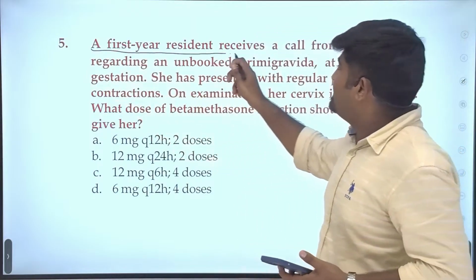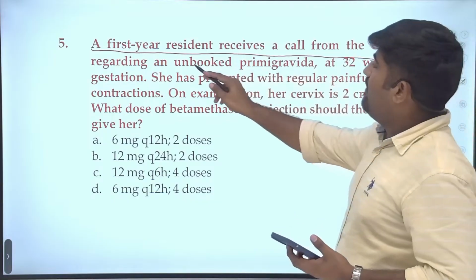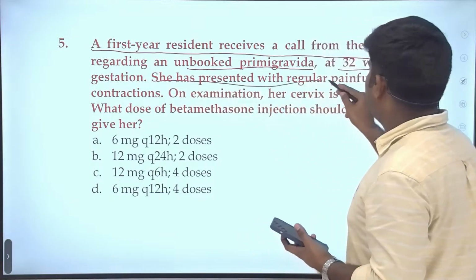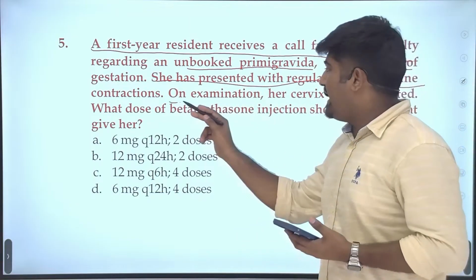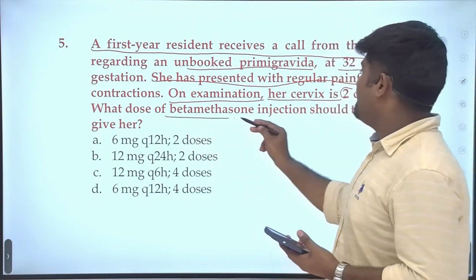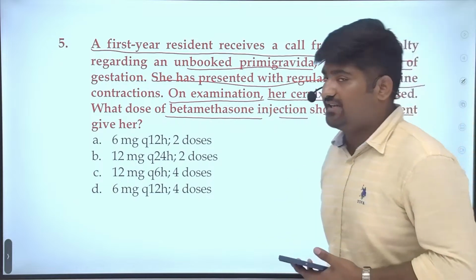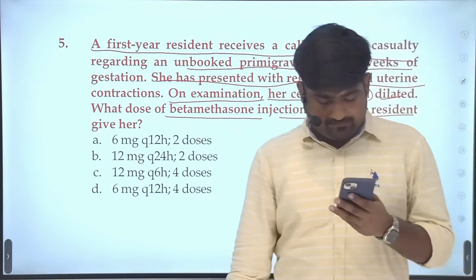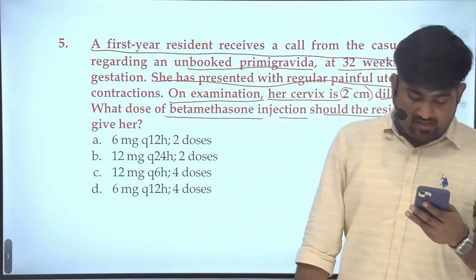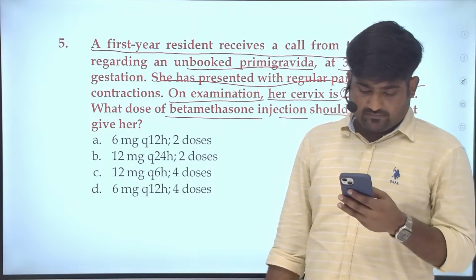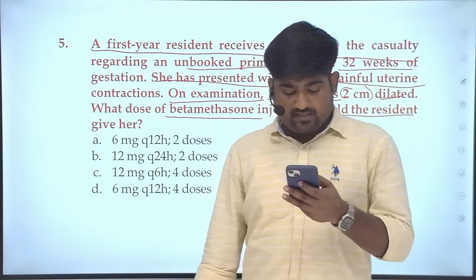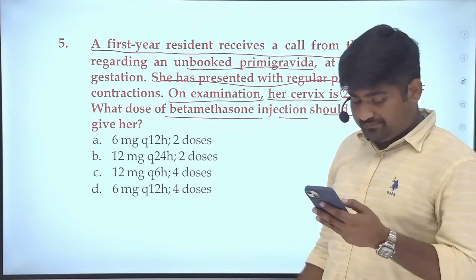A first trimester resident receives a call from the casualty on an unbooked primigravida at 32 weeks of gestation. She has presented with regular painful uterine contractions. On examination, her cervix is 2 cm dilated. What betamethasone injection would the resident give her? Iron requirement throughout pregnancy is 1000 mg, I think. Calcium is 1000 to 1200 mg.